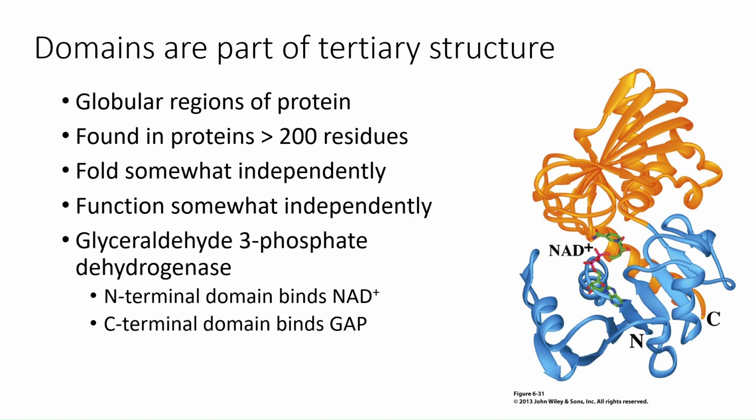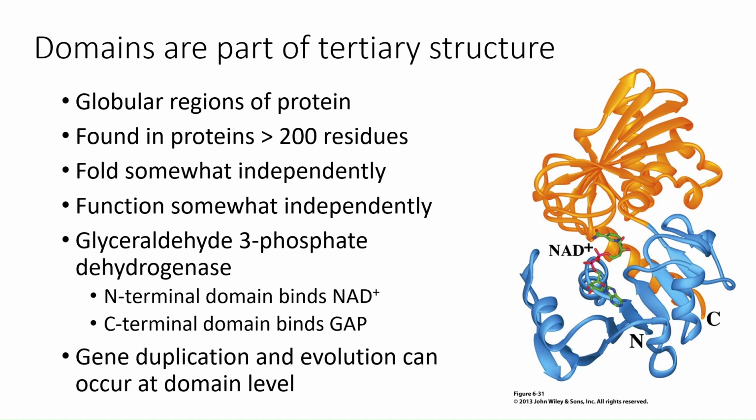So the example that we have here on the right is a protein called glyceraldehyde 3-phosphate dehydrogenase. And like I hinted at, the N-terminal domain binds NAD+, that's in blue. The C-terminal domain, that's in orange, binds GAP. And so there's two different domains. They're part of the same protein, in the same long polypeptide chain. But as part of the tertiary structure, there are two different domains that each carry out different functions.